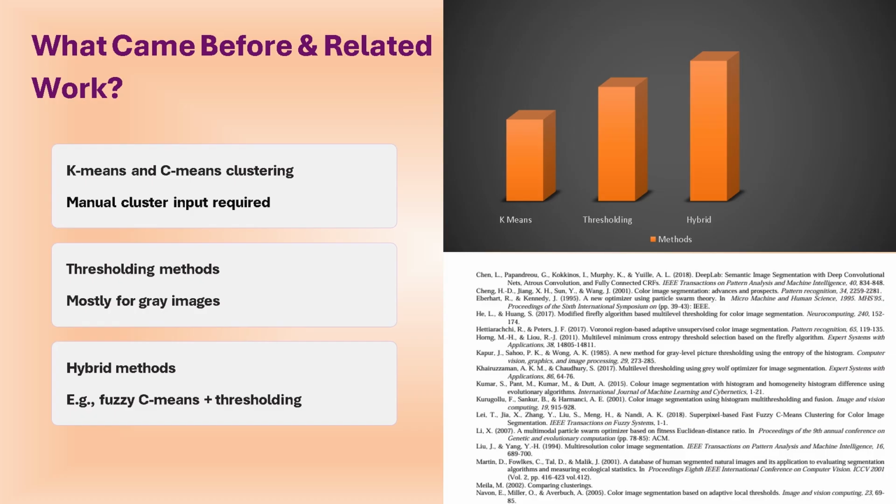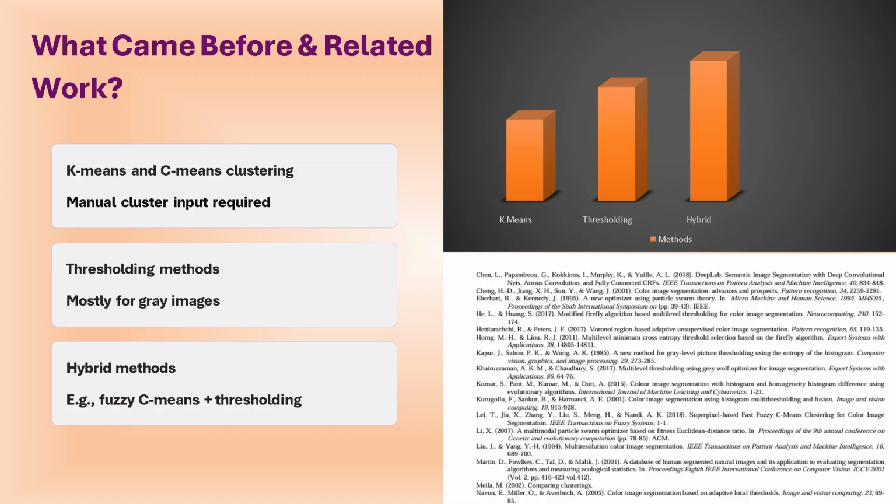What came before? Earlier methods like K-means and C-means clustering required you to set the number of clusters manually, which was tricky. Thresholding techniques, often used for gray images, were fast but struggled with colors. Some recent hybrid approaches, like combining fuzzy C-means with thresholding, tried to improve this, but they still needed user input. This paper builds on those ideas by automating the process, making it a step forward in color image segmentation.